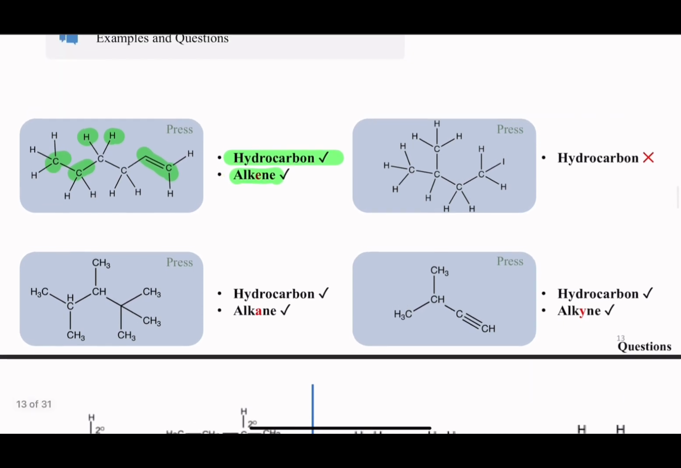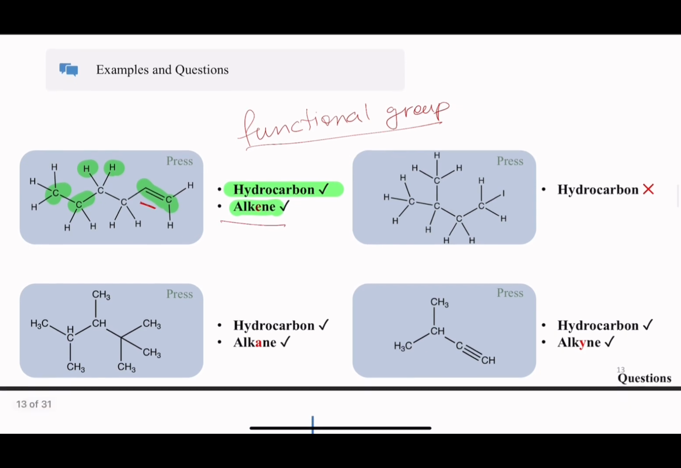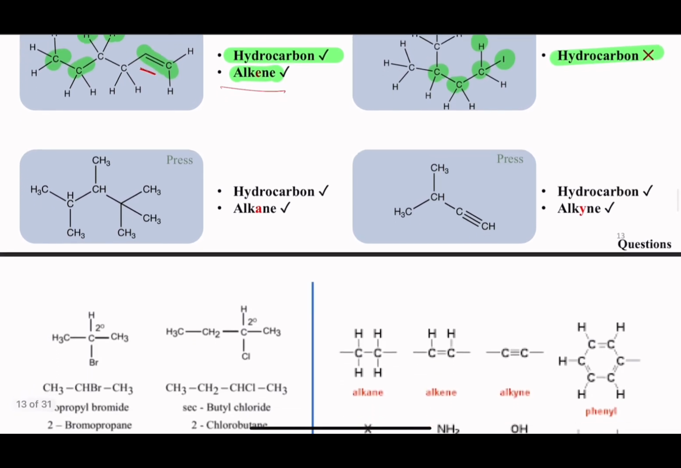The functional group is one double bond. You see this one here, it made it alkene. And we look on the one on the right, you can see that I have here iodine, which is why it's not hydrocarbon, although I have a lot of carbons and hydrogens here.